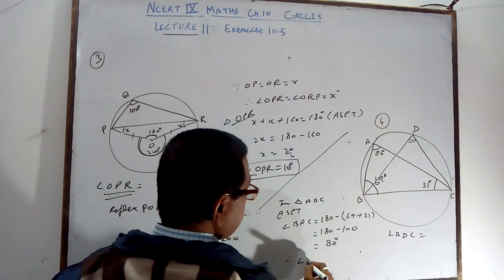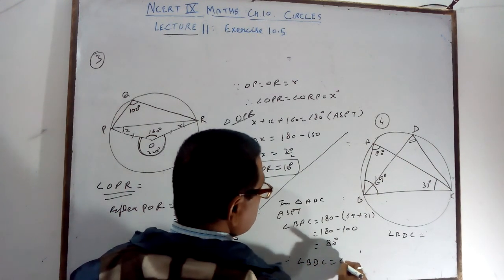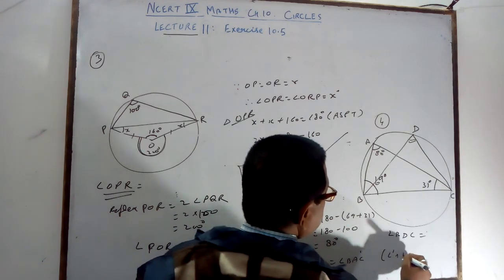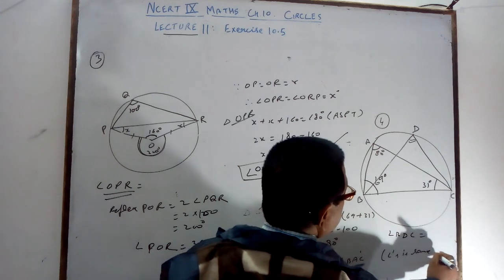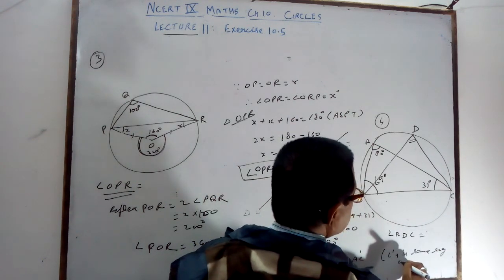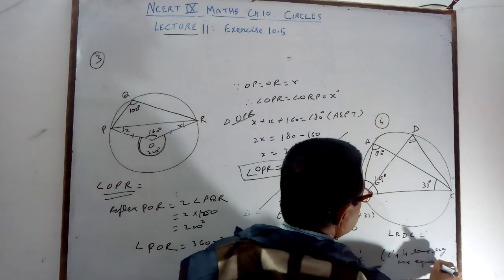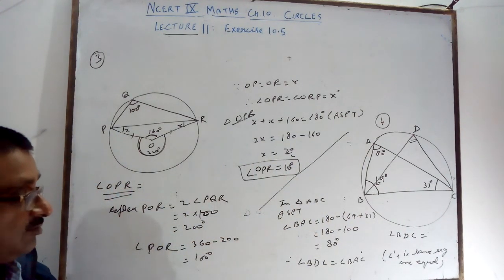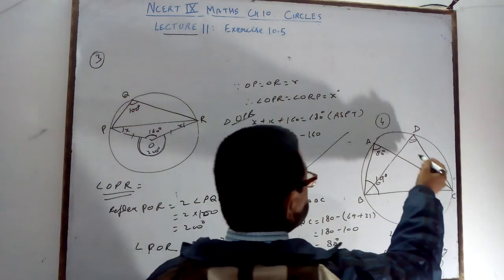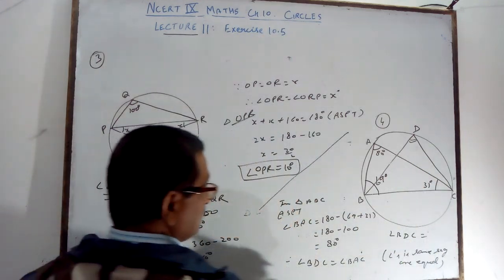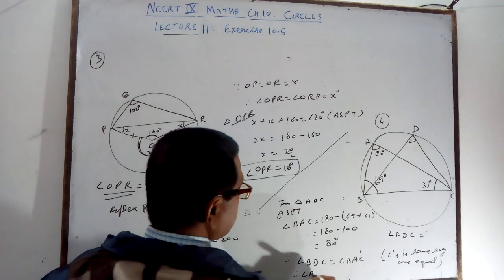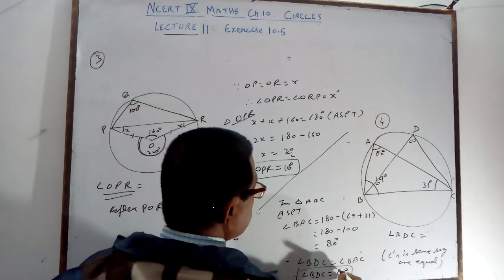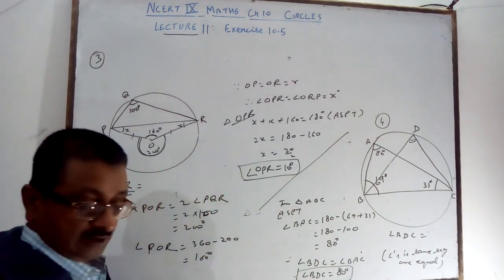Angle BDC is equal to angle BAC, because angles in the same segment are equal. BAC is equal to angle BDC. Therefore, angle BDC is also equal to 80 degrees. This is what you have calculated here, one answer you are getting.